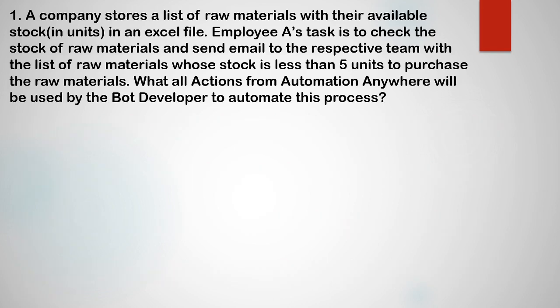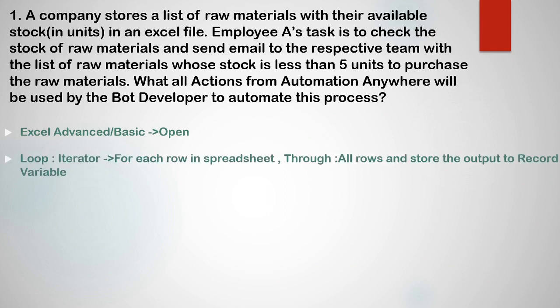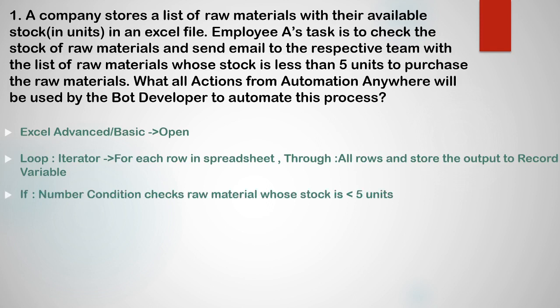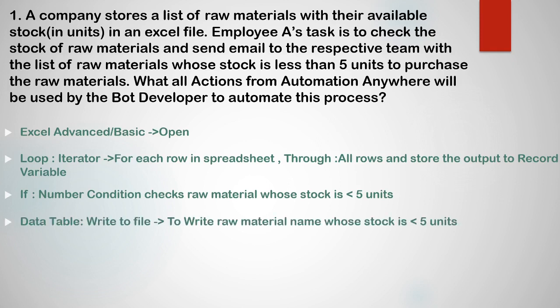Now, if I analyze the flow for this question, first of all, I'm going to use the open action from Excel Advanced or Basic package. Then we'll add a loop with the iterator for each row in spreadsheet and we'll loop through all the rows and store the output to a record variable. Next, we'll add a if with a number condition which is going to check raw material whose stock is less than 5 units. So this is a number condition. Then I'm going to add a write to file action from data table package to write raw material name whose stock is less than 5 units. Then I'm going to send the email with file attachment and at the end I'm going to close the Excel.